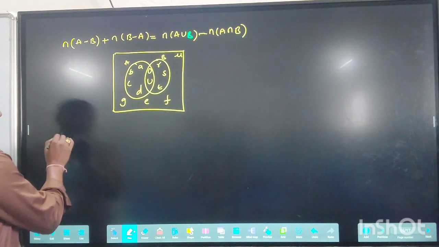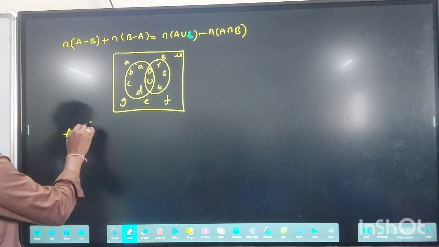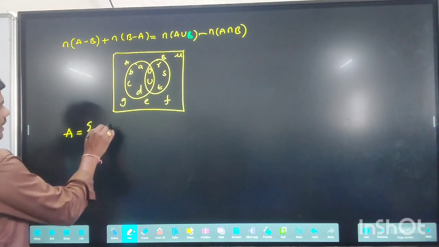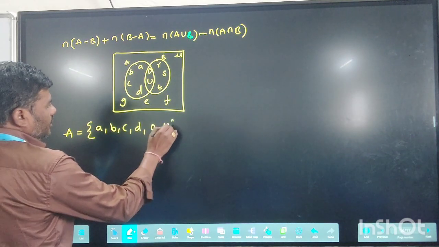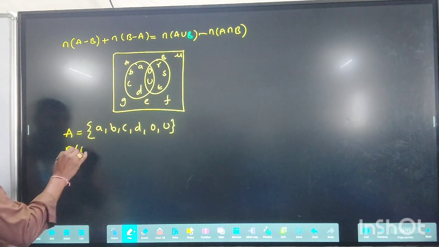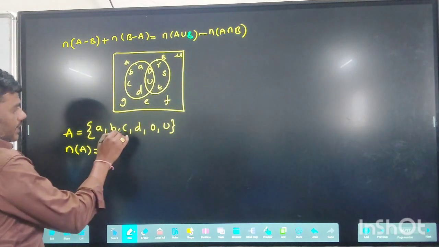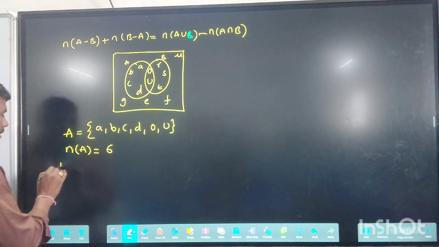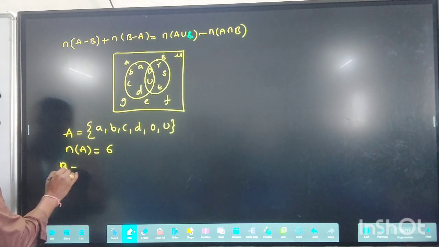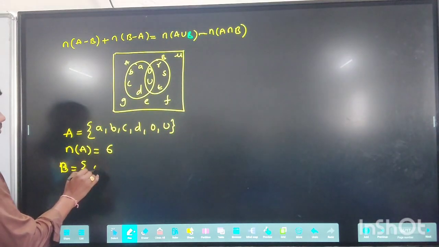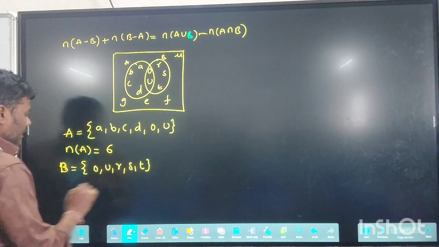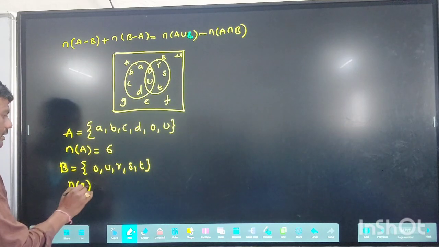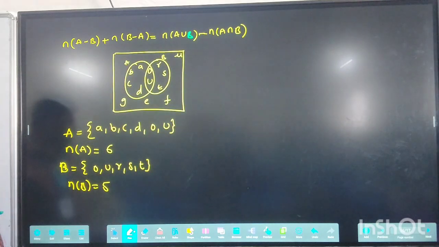Now write first A set. A equals {a, b, c, d, o, u}. Number of A equals how many? 1, 2, 3, 4, 5, 6. Next, B equals {o, u, r, s, t}. Number of B equals what? 5. Any doubt?